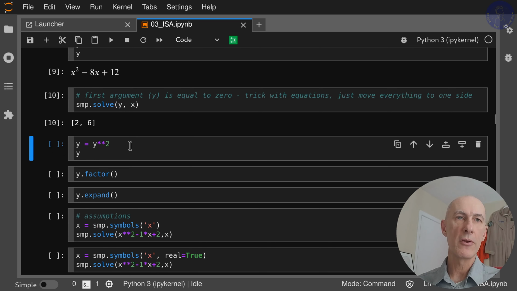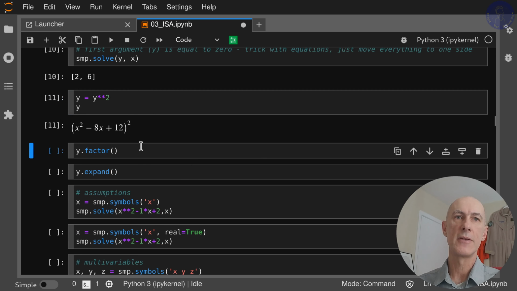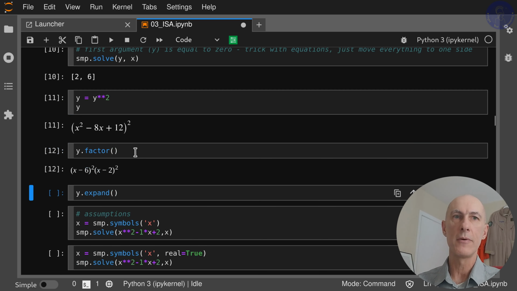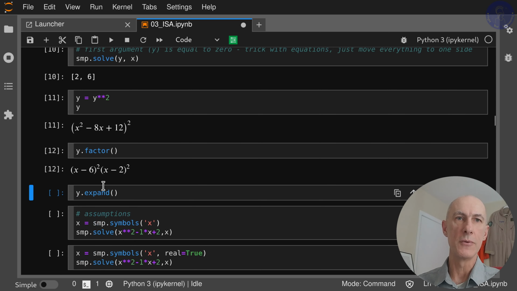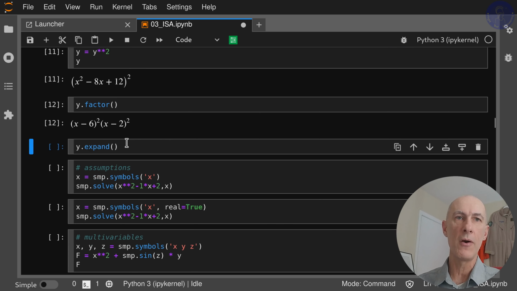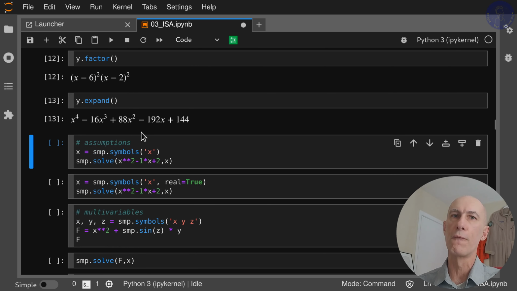We can take this polynomial, for example, and square it. Now get something like this. And now we can ask Sympy to factor this polynomial into the solutions that we already know are the two roots that we calculated before. Or we can even ask it to expand the polynomial into the full fourth order here.